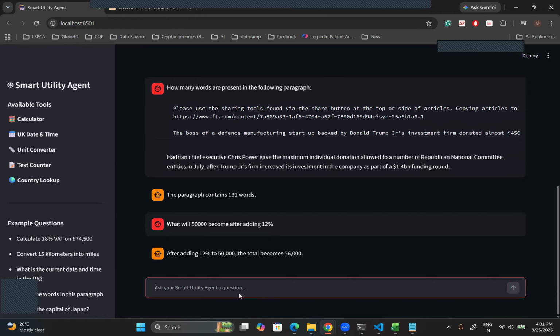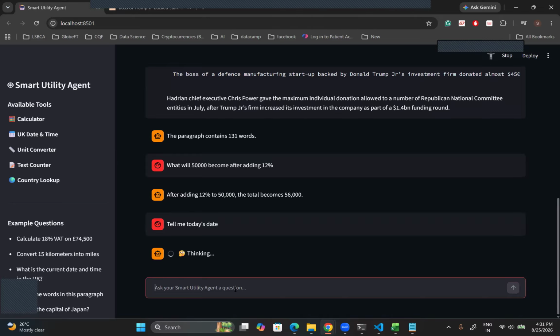56,000. So it worked. It computes the percentage and then adds it exactly like the system prompt instructs. Okay. Now let me ask today's date. So all these queries are calling the tool.